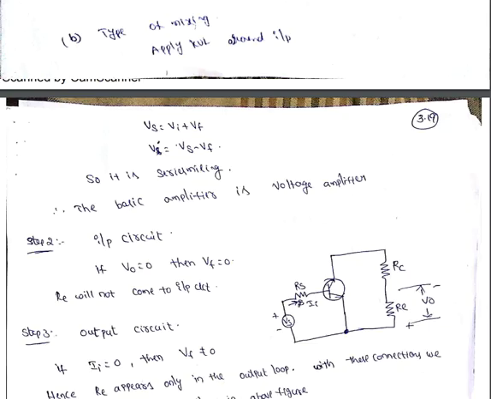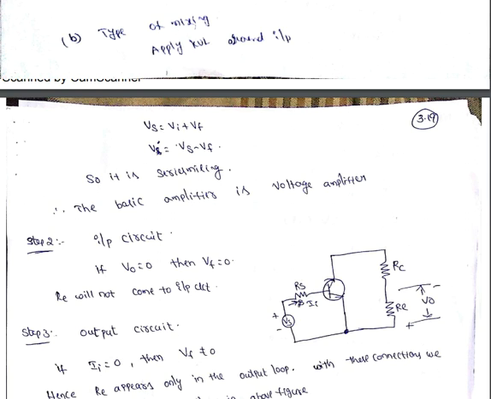Next, the type of mixing. Apply KVL around the input loop, then Vs is equal to Vi plus Vf, so Vi is equal to Vs minus Vf. The input signal is subtracted by the feedback signal as a voltage, so we can say that it is series mixing. So the basic amplifier used here is a voltage amplifier, the mixing network is a series mixing, and the sampler is a voltage sampler.